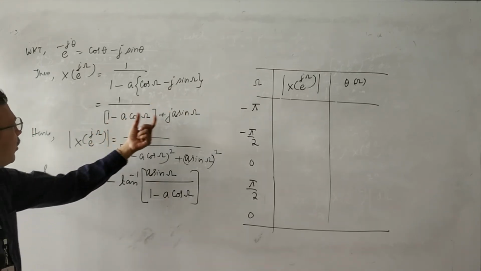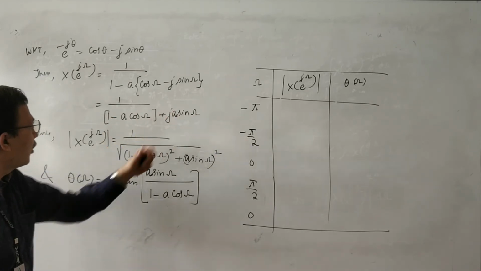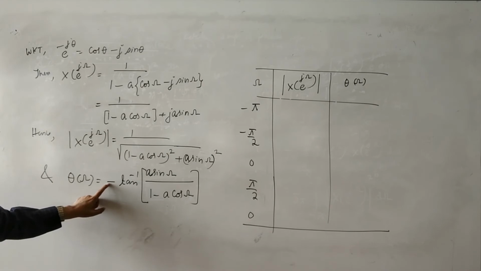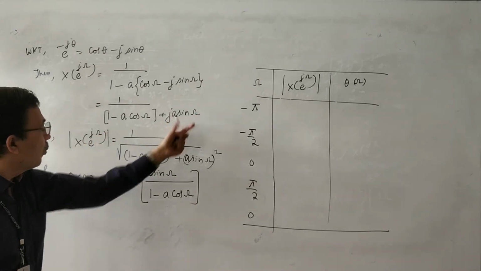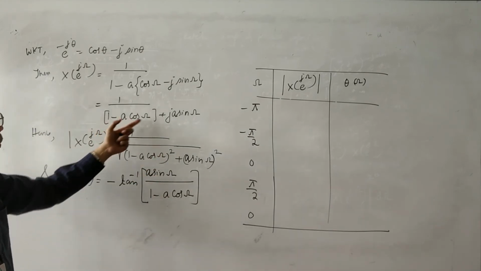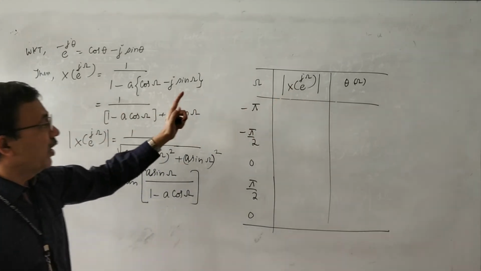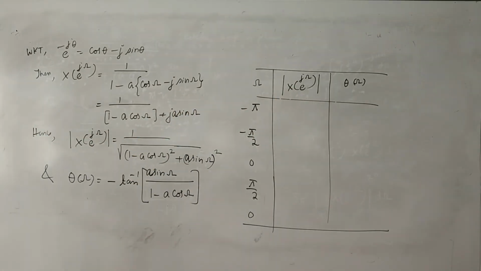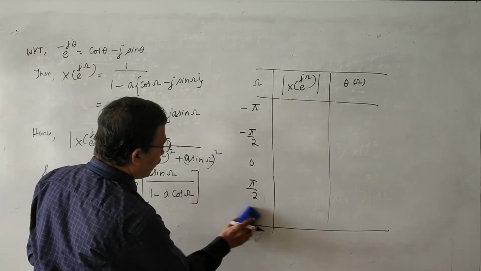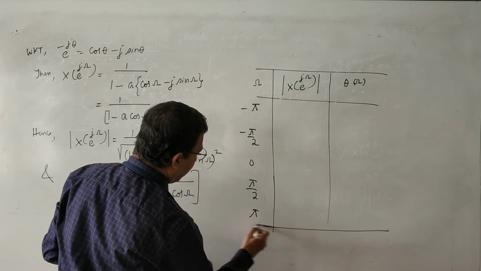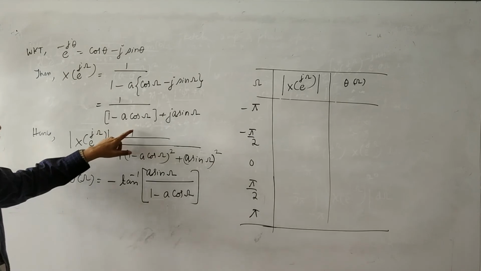This is the real part, this is the imaginary part. Magnitude is square root of real part square plus imaginary part square. Angle has a minus sign because the complex number is in the denominator: minus tan inverse of imaginary part, which is a sin omega, divided by real part 1 minus a cos omega. The magnitude spectrum and phase spectrum are periodic with a fundamental period equal to 2 pi. Therefore, we take omega values from minus pi to plus pi, signifying an interval of 2 pi radians.